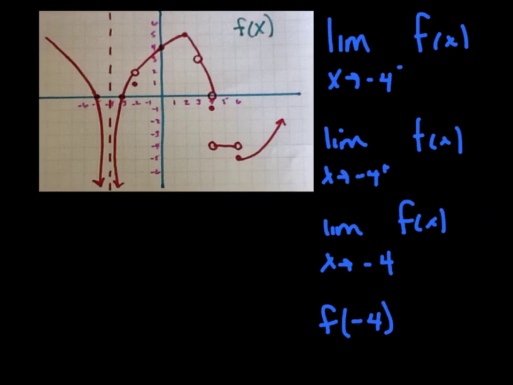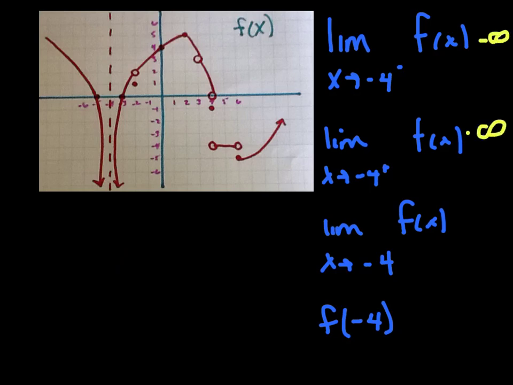Alright, the limit as x approaches negative 4 from the left. So, if I find negative 4 and I come in from the left, where would you say this graph is intending to go? I would say its intentions go down forever, which implies negative infinity. If I come in at negative 4 from the right, again, its intentions are going down forever, which is negative infinity.